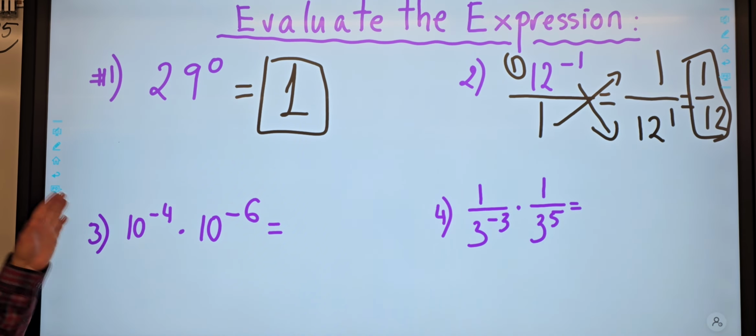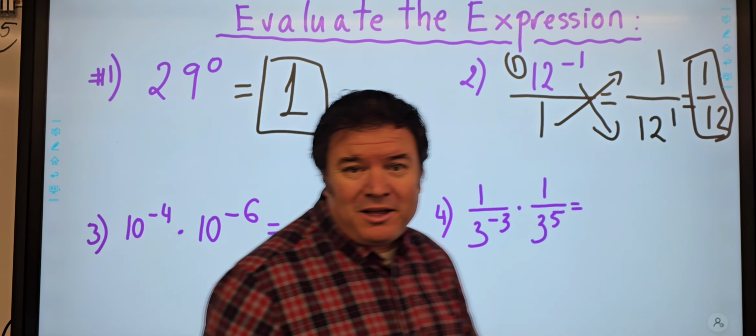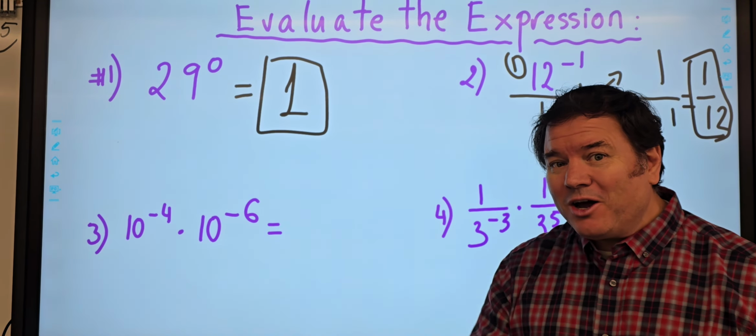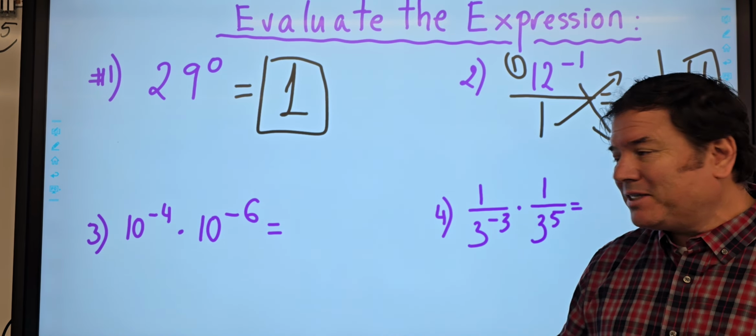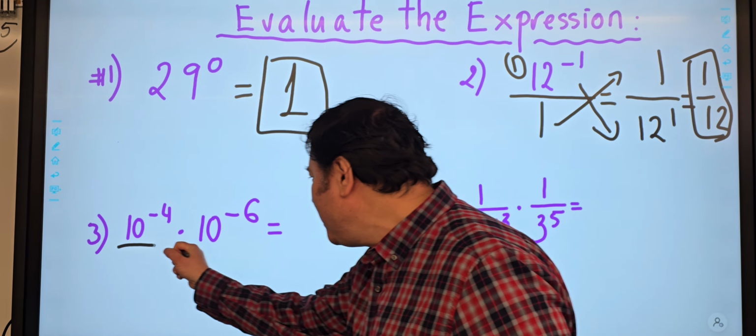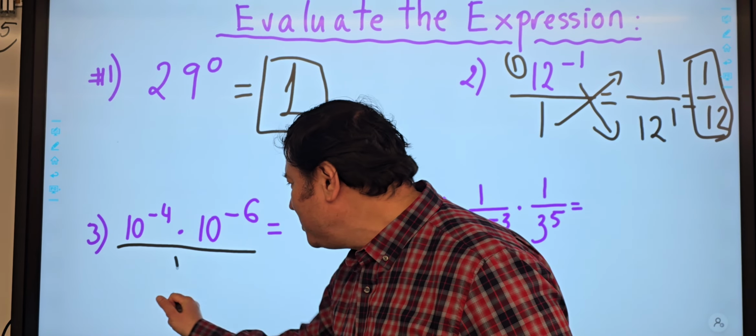Here we have 10 to the negative 4 times 10 to the negative 6. And remember again, we can put everything over 1, because we just have only one floor now. So let's create the first and the second floor. So let's put everything over 1, because 1 doesn't change anything, right? So we can put here over 1.